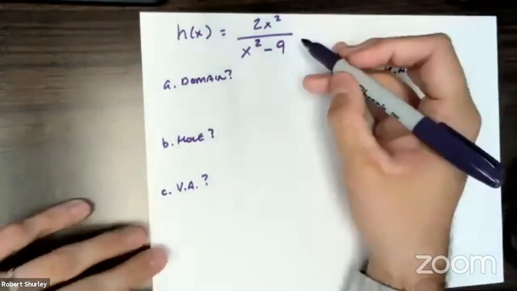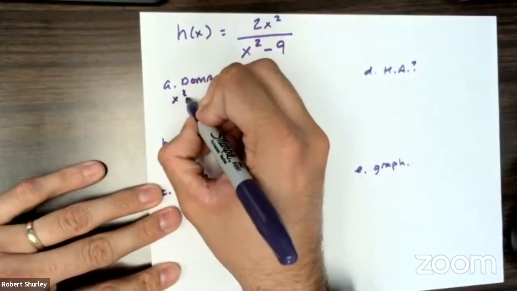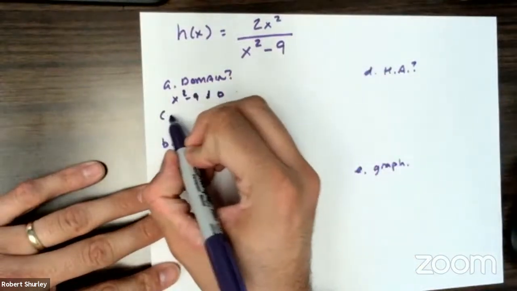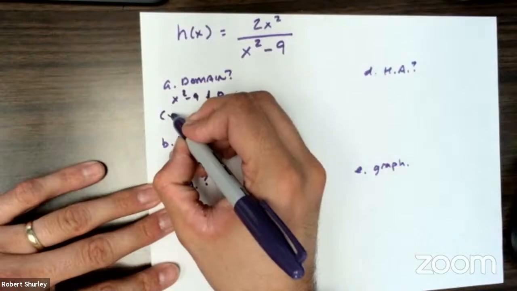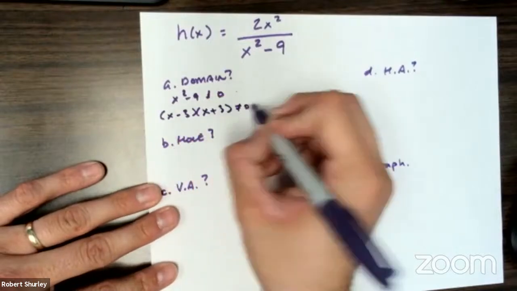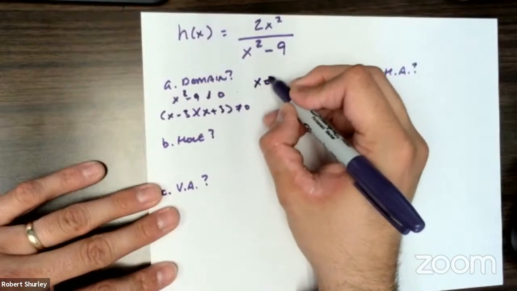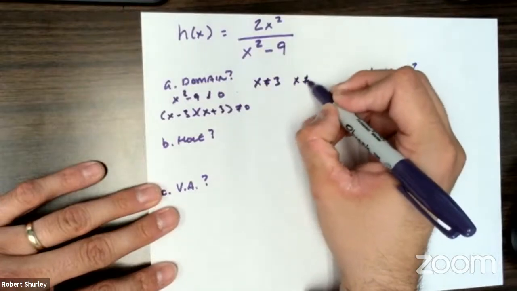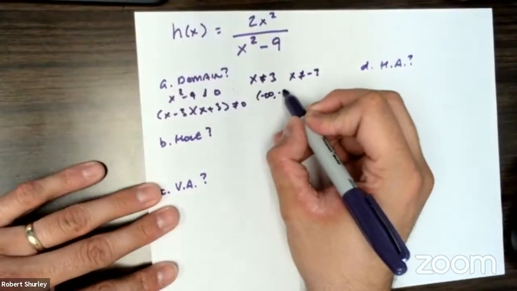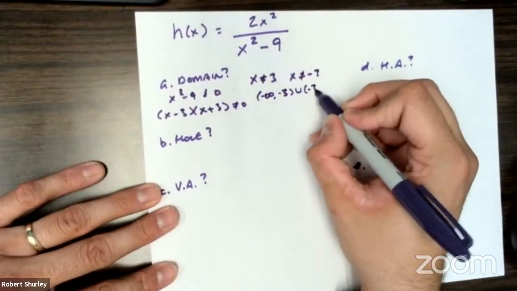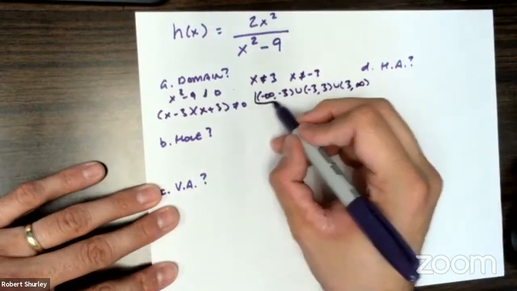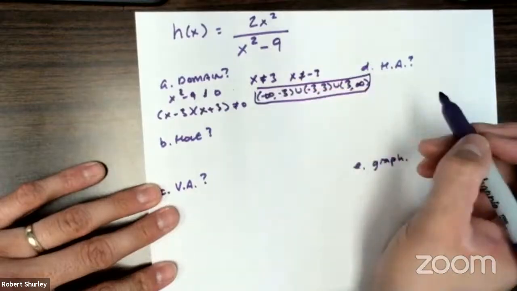There's definitely no need in rushing. But let's look at the domain here. x squared minus 9 can't equal 0. I need to think of it factored, just in case we can cancel it. This is (x plus 3)(x minus 3). So x can't be 3 and x can't be negative 3. So it would be negative infinity to negative 3, union, negative 3 to 3, union, 3 to infinity. That's kind of a long domain, but that's fine.